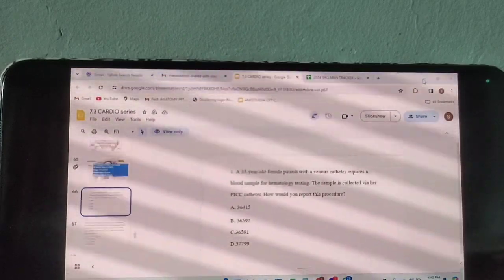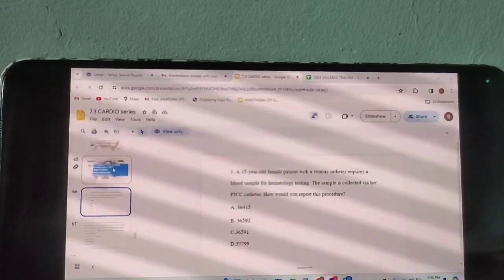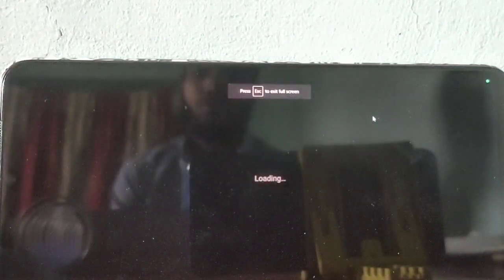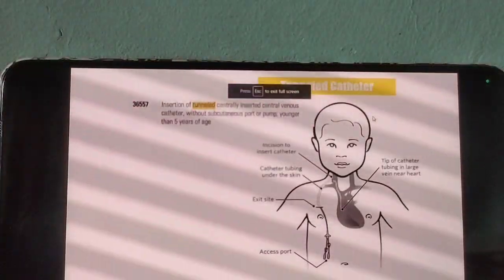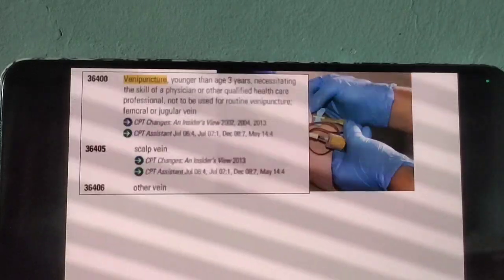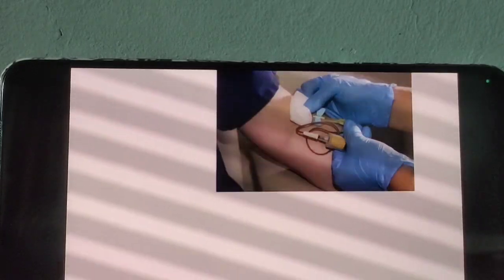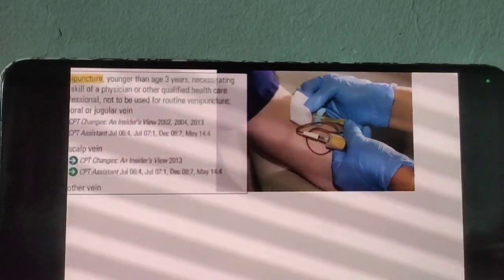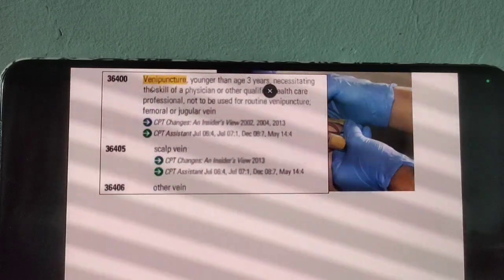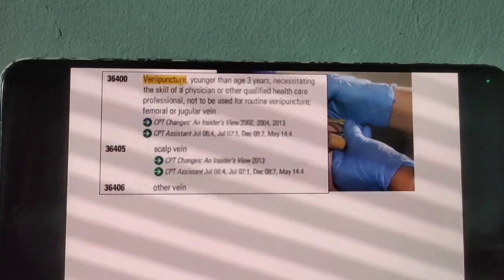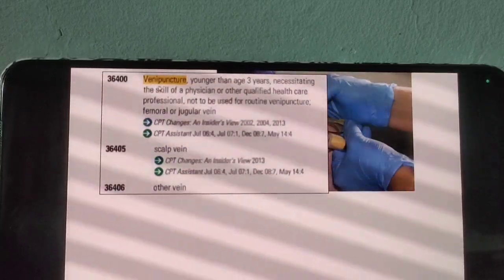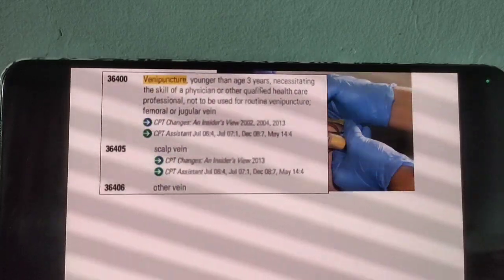So the next thing, that is an example. Now we are going to discuss the next topic. Here this is a vein puncture. See the image, this is a vein puncture, collecting the blood from a vein. Collecting the blood sample by vein puncture for a patient younger than 3 years is 36400.